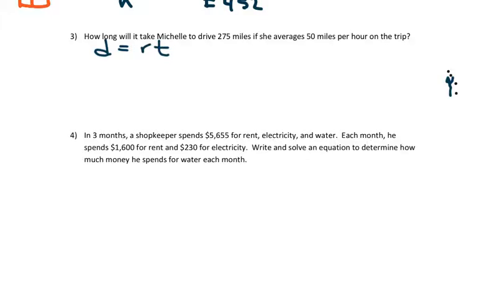So if we want to know how long it will take, we're looking for t, and she drives 275 miles, so that goes in for the distance, and the rate is 50 miles per hour. So we plug in 50 for the rate, and we don't know t, and now it's a simple one-step equation. Divide both sides by 50, and that leaves us with 5.5.